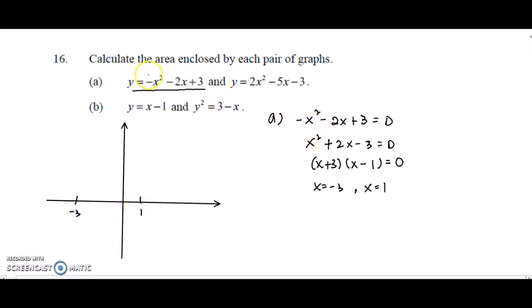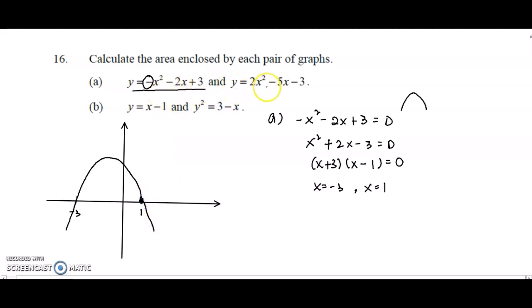And you can see that the coefficient of the x squared has the value of negative, so the shape of the curve is like this, having the maximum point. So you can just sketch your curve like this, passing through the roots. Alright, this is the first one.